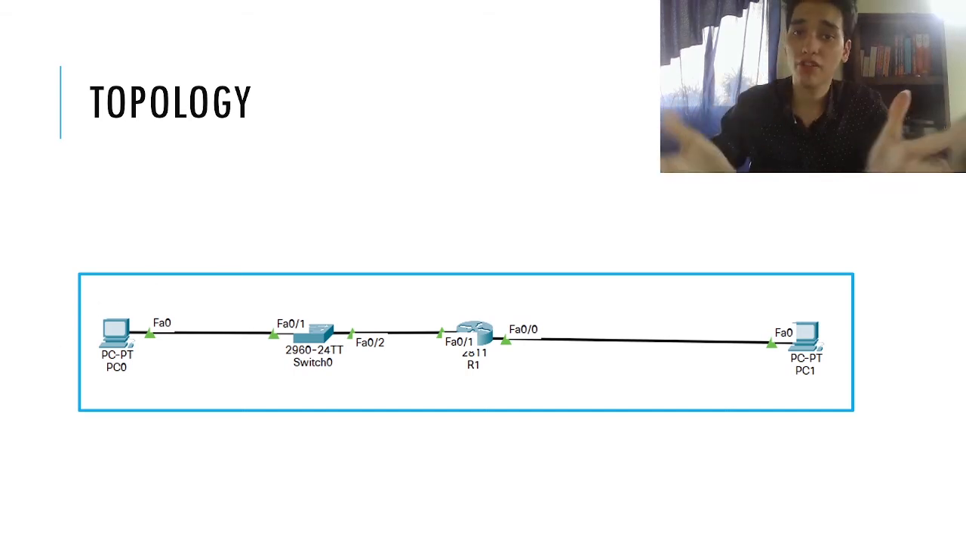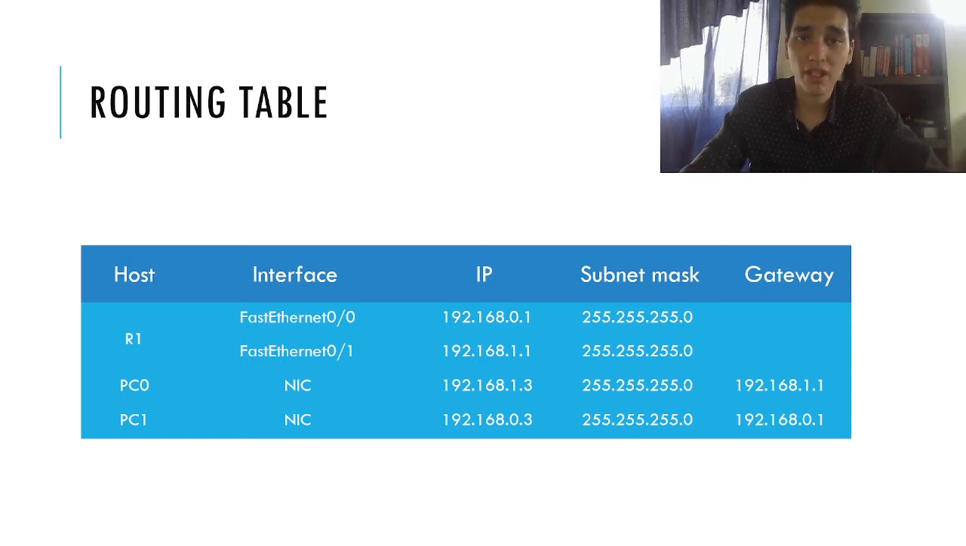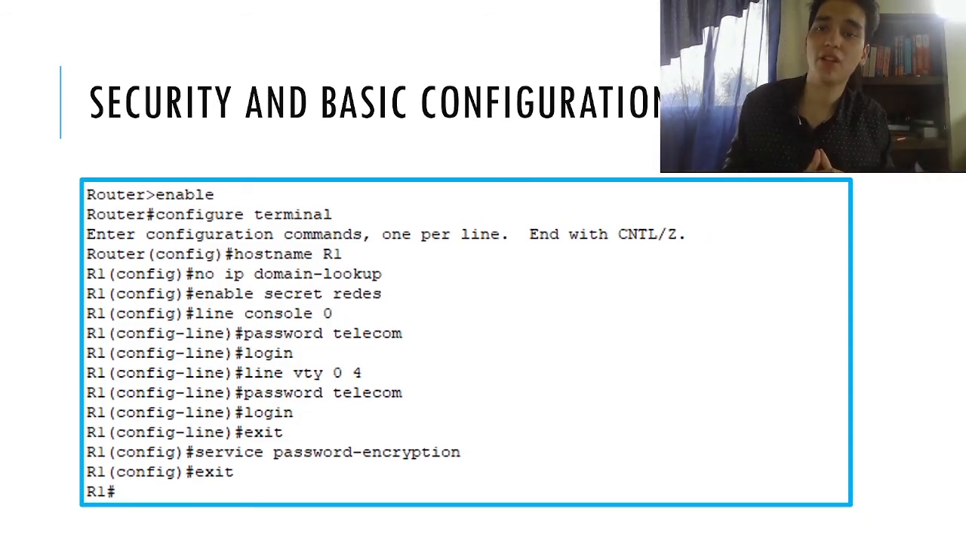Once we have put all of the devices in the workspace, let's configure them. We proceed to set up the IP addresses using this routing table. This table itemizes the IP addresses of every device belonging to its respective network. Okay, with that being said, now let's talk about the security and basic configuration.